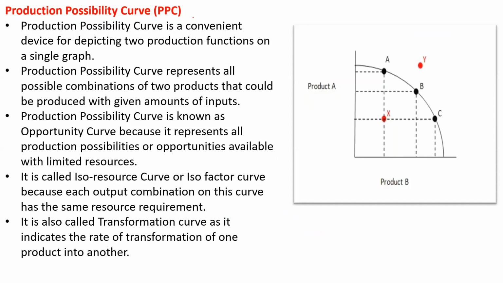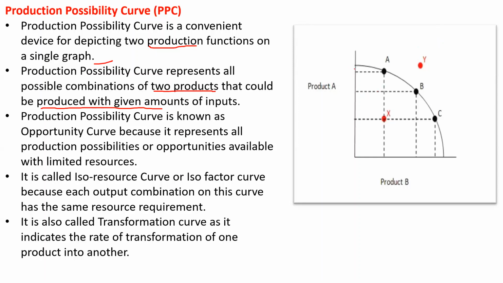First is the production possibility curve. Now, production possibility curve or PPC, it is a convenient device for depositing two production functions on single graph. दो production function एक single graph में represent करने के लिए हम production possibility curve use करते हैं. Now, this curve represents all possible combination of two products that can be produced with the given amount of input. हमारे पास input level दिया गया है, तो उस input use करके हमें combination of two products produce करना है.